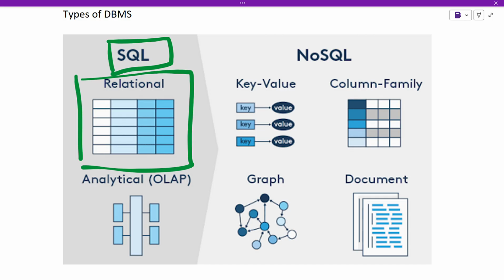So coming back to OLAP, online analytical processing systems. So these systems do processing. They do the analytical processing on historical data.